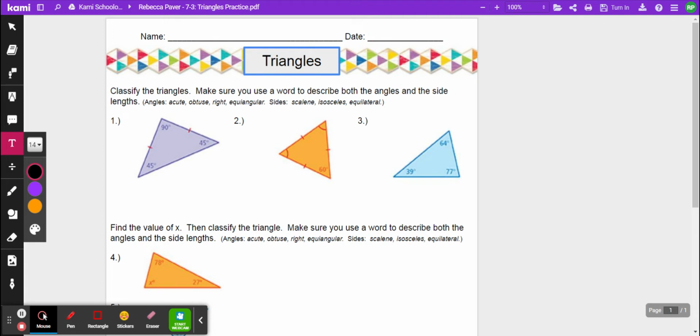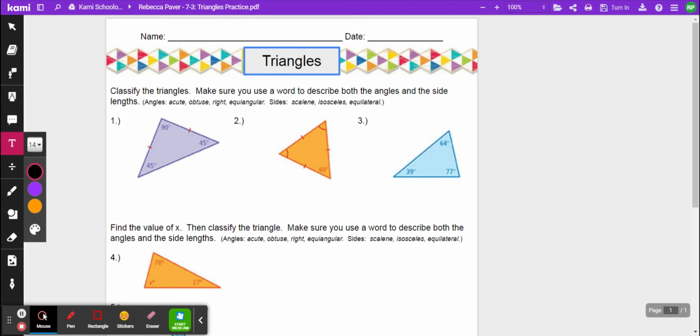So the first set says to classify the triangles. Make sure you use a word to describe both the angles and the side lengths. The angles could be classified as acute, obtuse, right, or equiangular. And then as far as side length classification, that would be scalene, isosceles, or equilateral.